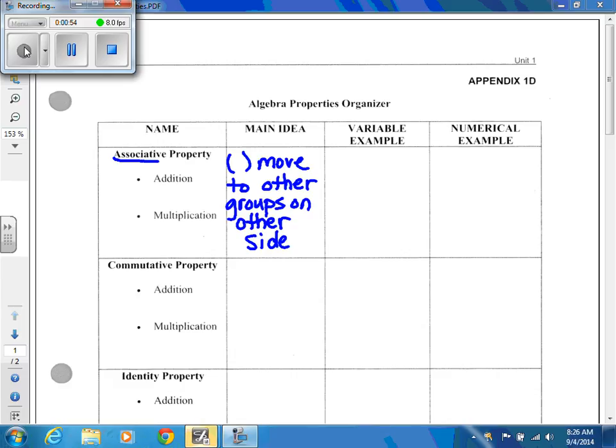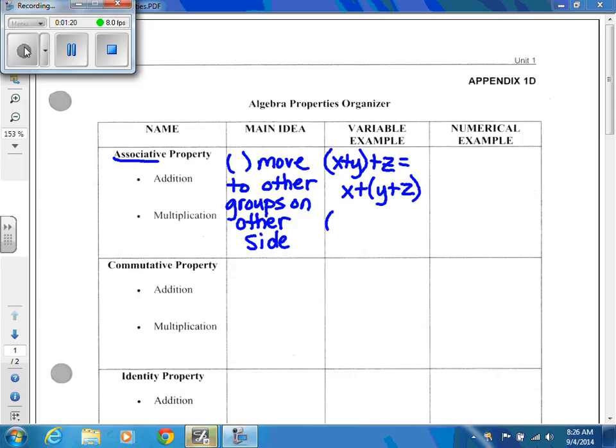So what this looks like in terms of variables, if I have parentheses x plus y parentheses plus z, on the other side of the equal sign, it will be x plus parentheses y plus z. Notice that the order did not change, just who is in the parentheses changed. So for instance, x and y are friends on the left, and on the right-hand side, y and z are friends. For multiplication, it's the exact same concept, just with a different operation.